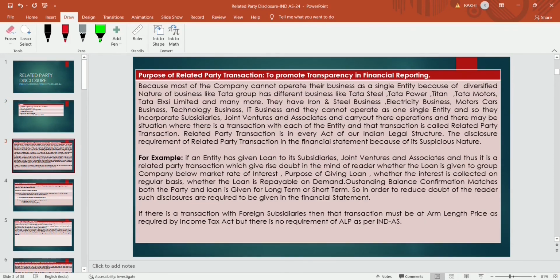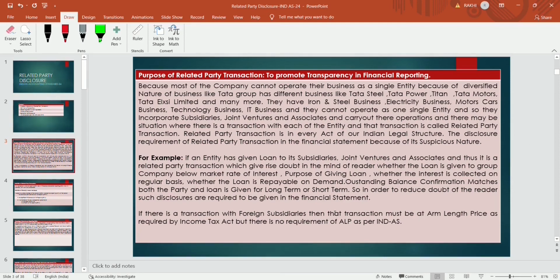Firstly, we will discuss the purpose and introduction. What was the purpose of this standard? The purpose of this standard is to promote transparency in the financial statements, because most of the companies cannot operate their business single-handedly. They need to incorporate joint ventures, subsidiaries and associates in order to handle their business, because they want to extend their business, given the diversified nature of the business. And if the company makes any transaction with them, for that purpose the disclosure requirement is there.